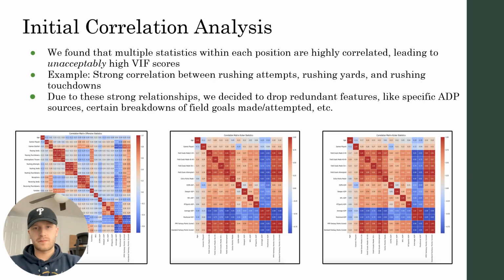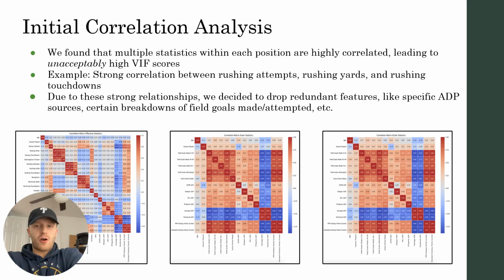After dropping our initial variables that were affected by collinearity, we looked at correlations between our features. We see that multiple stats within each position group are highly correlated, which is contributing to high VIF scores. Some examples of these would include, if you look over here, we've got passing yards, passing touchdowns, and interceptions thrown are highly correlated. We also have certain breakdowns of field goals made.